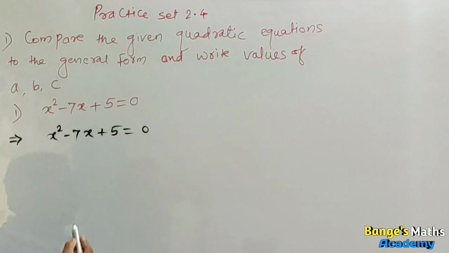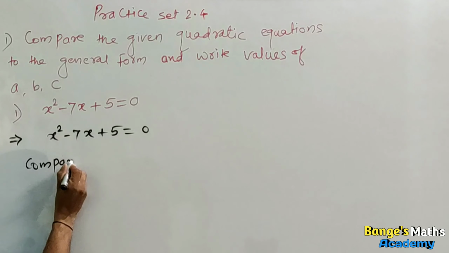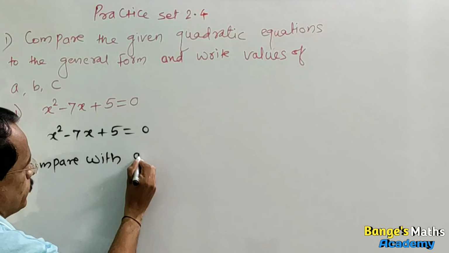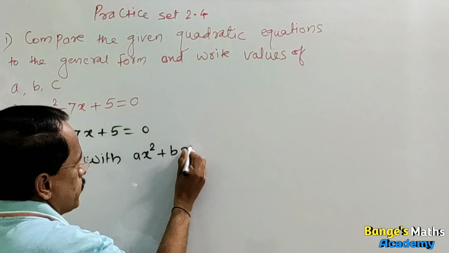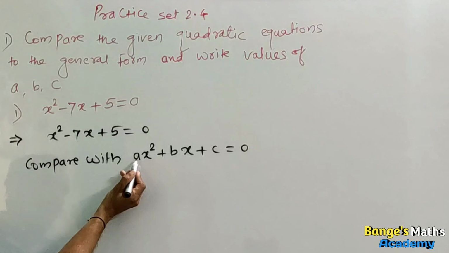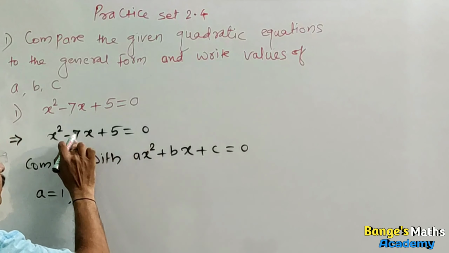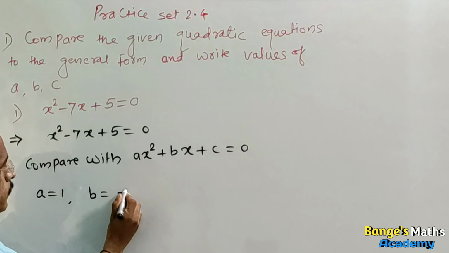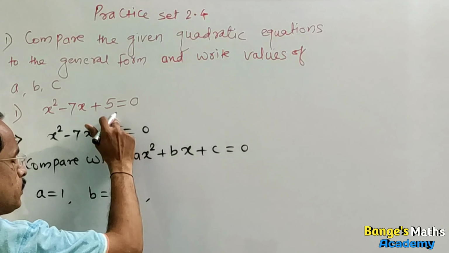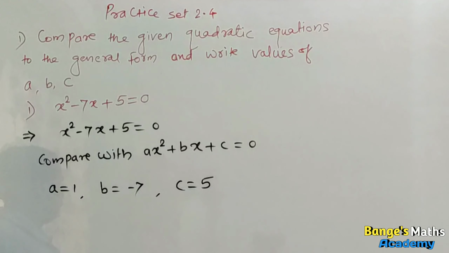We have to compare the given quadratic equation with the standard form of a quadratic equation. The general form of a quadratic equation is ax square plus bx plus c is equal to 0. Then see, value of a is 1, value of b is minus 7, value of c is 5. It is very simple and easy.